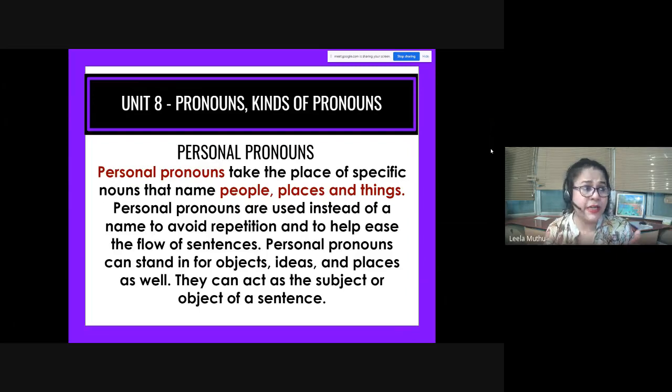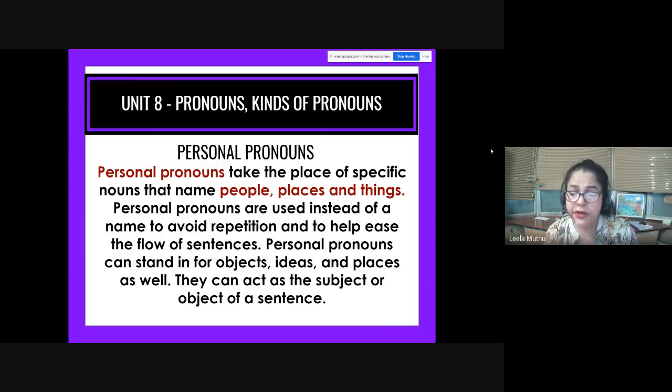And things can also be animals, right? Animals such as the dog, the cat, the giraffe, the lion. Okay, and places can be so many, the cities, oceans, and my goodness, there are like zillions of them. Okay, so these personal pronouns take the place of persons, animals, places, and things. All right. So personal pronouns are used instead of a name. Nouns are naming words. Okay. So you use it instead of a name.